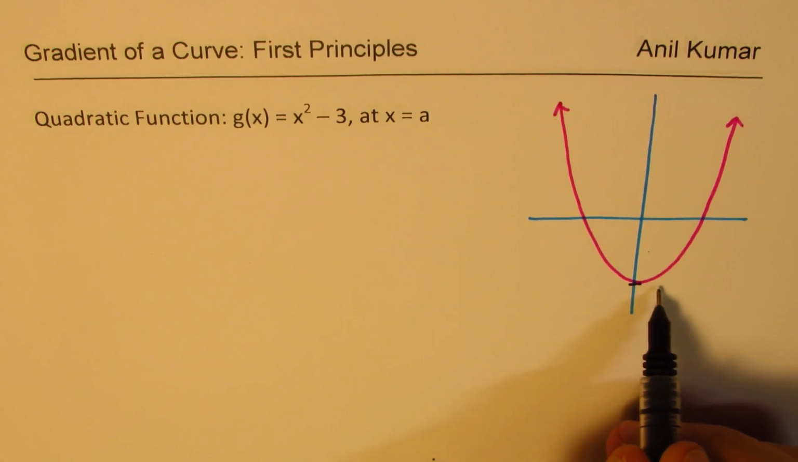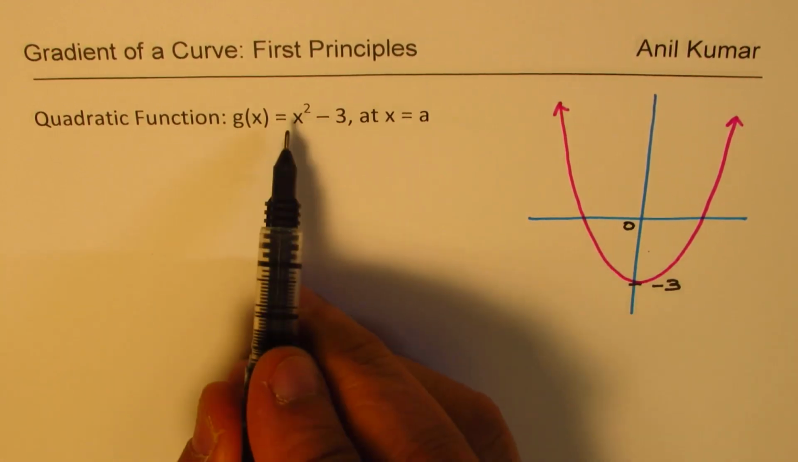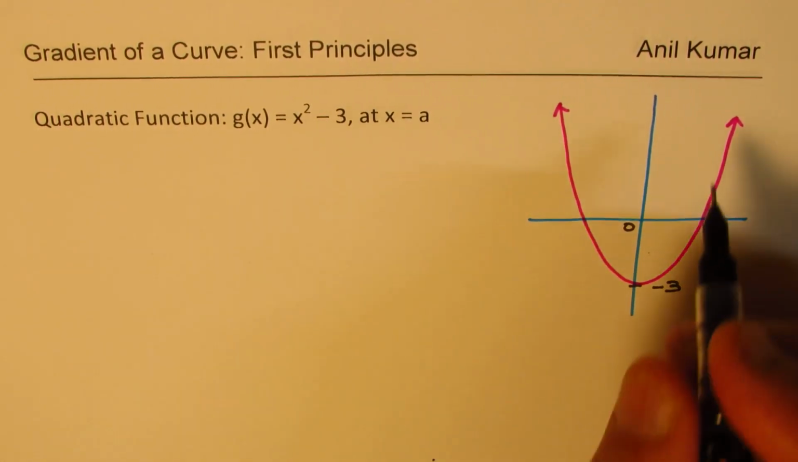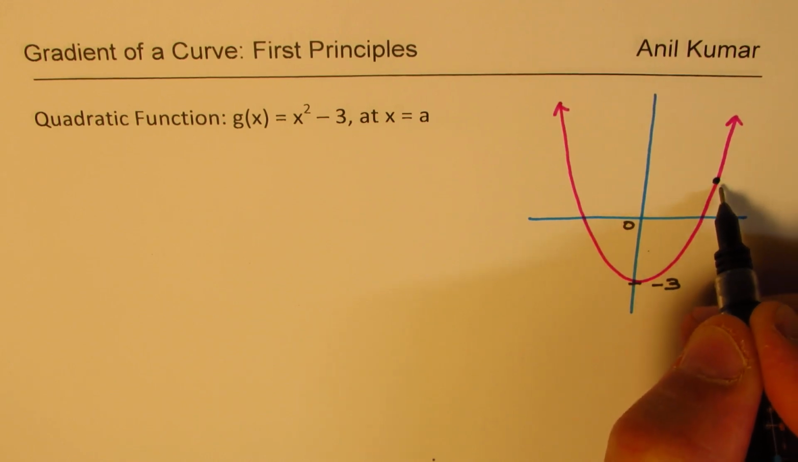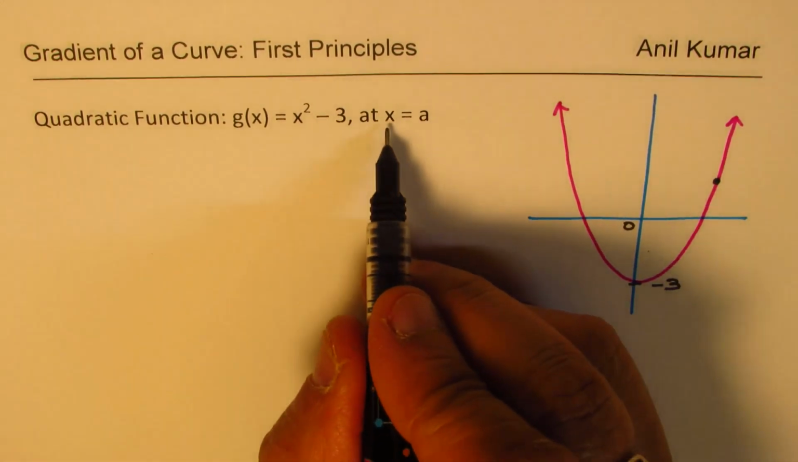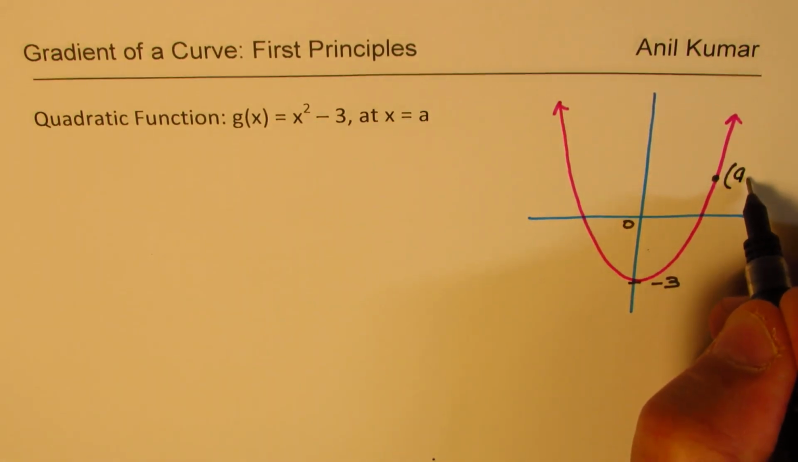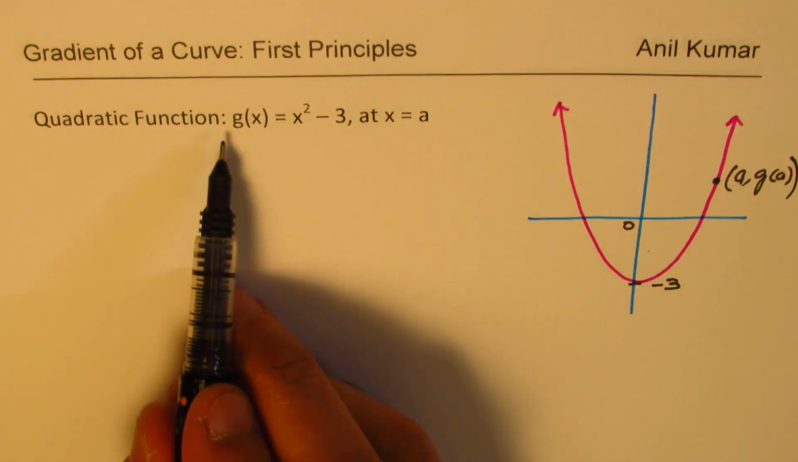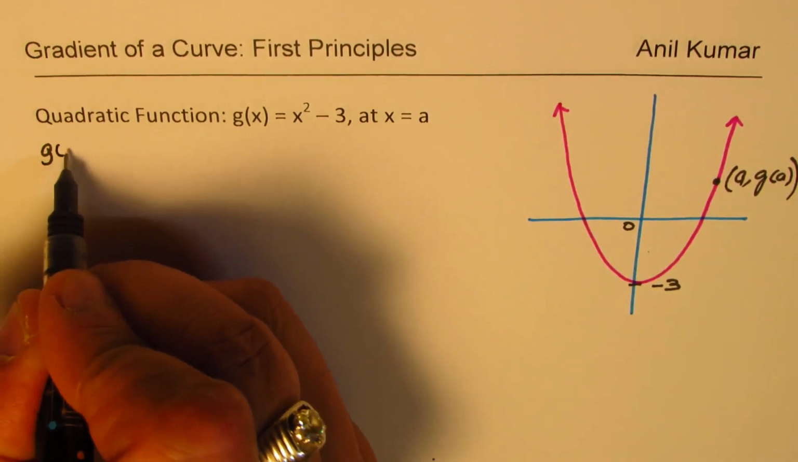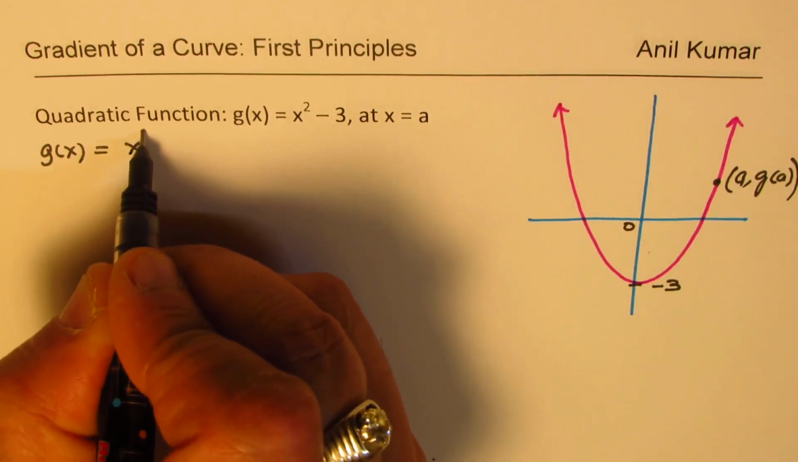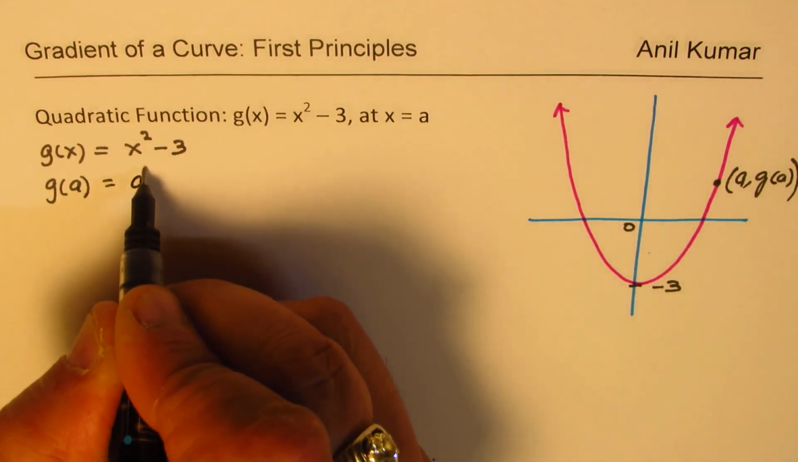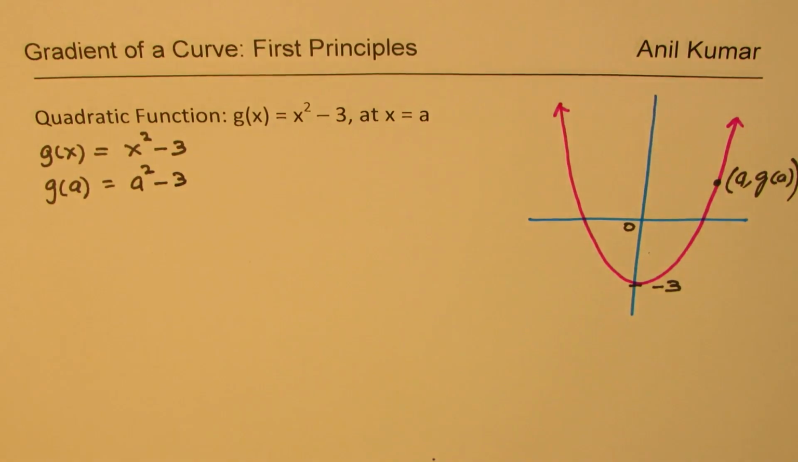So this point is the turning point at -3. So at x equals 0, I get -3. Perfect. Now, if you consider this particular graph, then any point in general can be written as what? If I say x equals a, then the y value is g of a, correct? Since the function is g of x. So I have a function here, g of x is equal to x squared minus 3, right? So what is g of a equal to? Well, g of a will be a squared minus 3. Correct? That is how it is going to be.